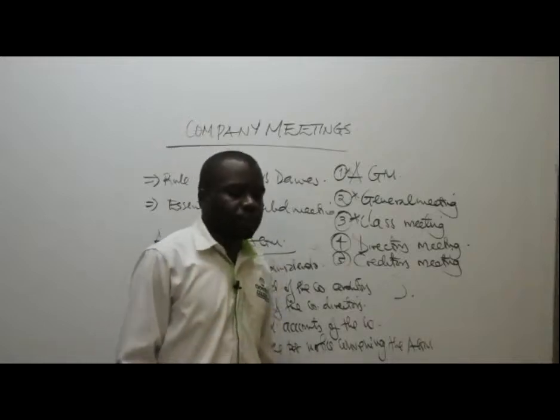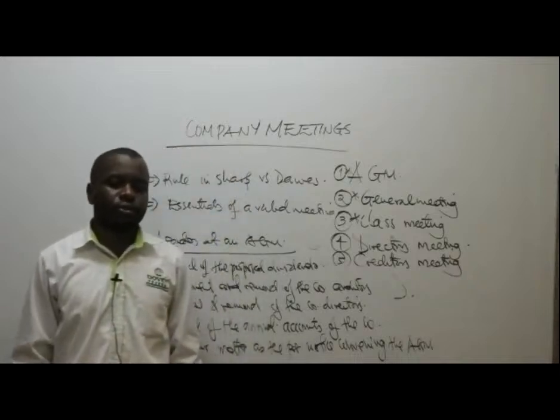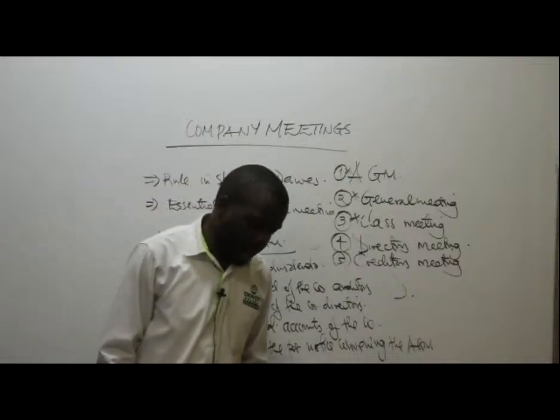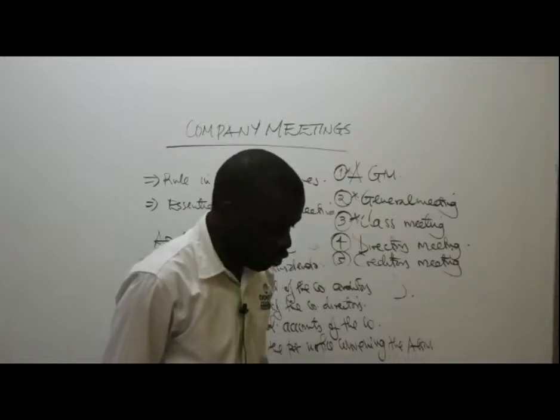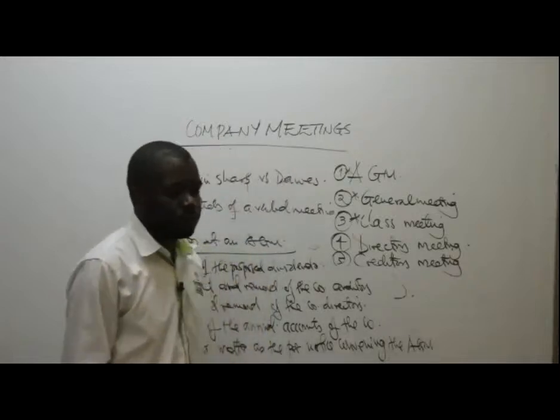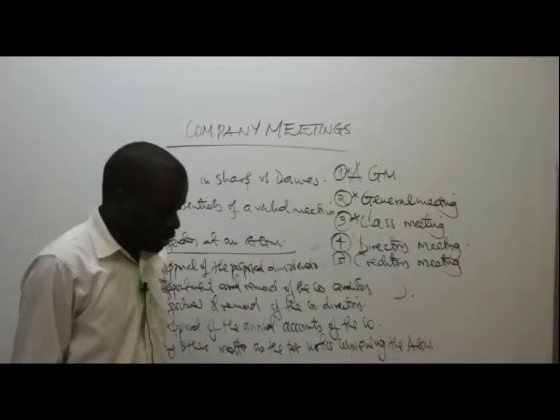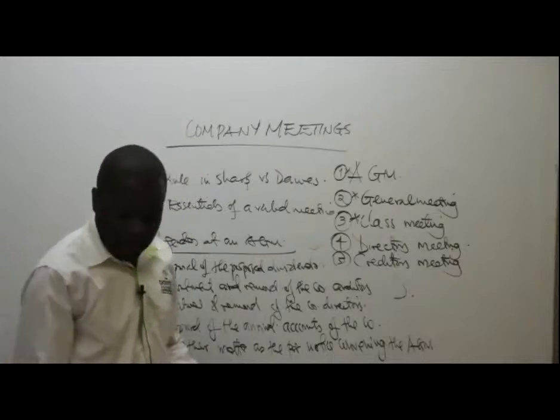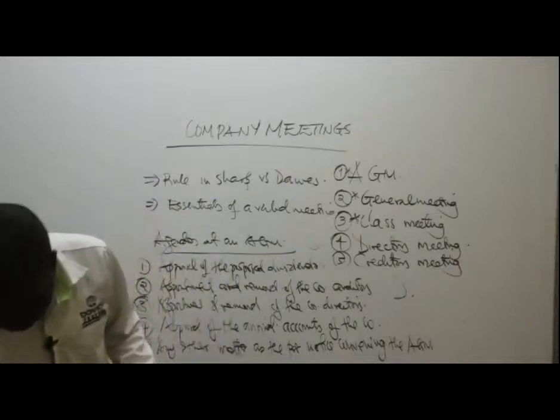Or in short, the company has to ensure that the members of that class of shares have been able to approve of the variation. So when you talk about variation of class rights, it is important that you understand it.